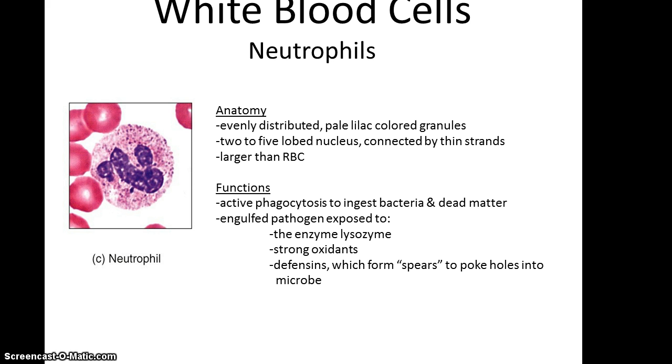They engulf the pathogens, and then the pathogens obviously are in a vesicle, and then they expose the pathogen to enzyme lysozyme to start breaking it down. They also can expose it to strong oxidants, which will break the foreign organism down, and they even have this protein called defensin that forms like a spear and pokes holes into the microbes. So yeah, they are brutal to those things that they phagocytose.